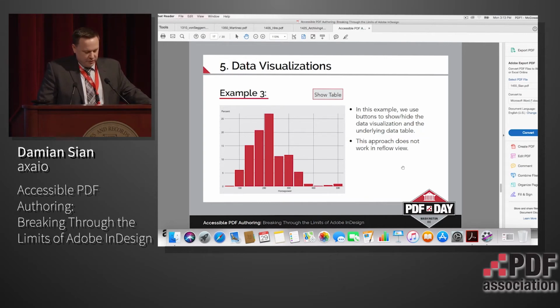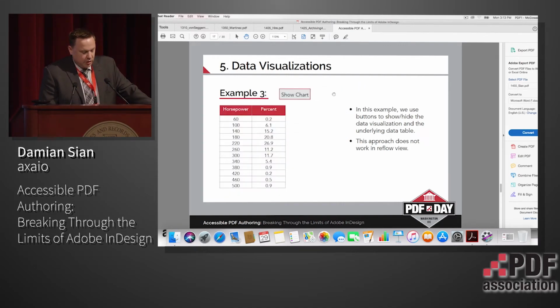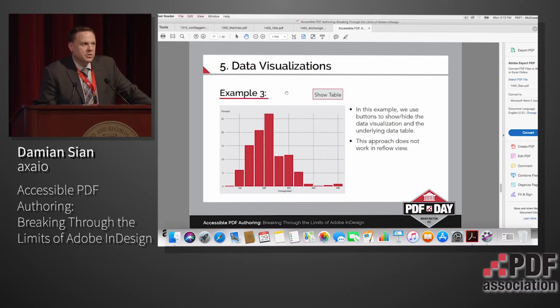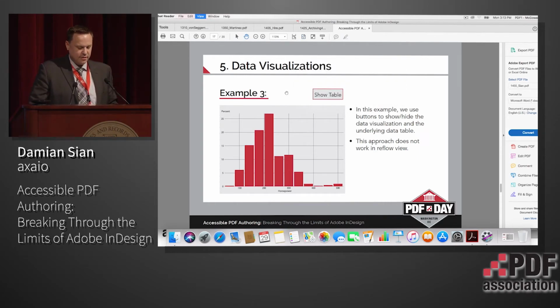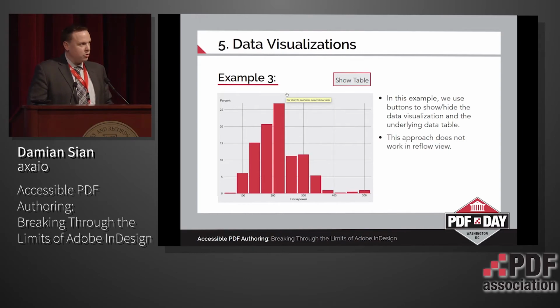Here I've done the same thing. I've kind of hidden the data table, but presented it in the tags tree. And what I've done is I've created a toggle switch that will present the data table and then go back to the visualization as a user preference. I've done this in Adobe InDesign using the show hide buttons. Now the problem here is that if I go to try the reflow, I get this error message saying, cannot reflow this page because it contains interactive annotations. So that's the limit of that solution.